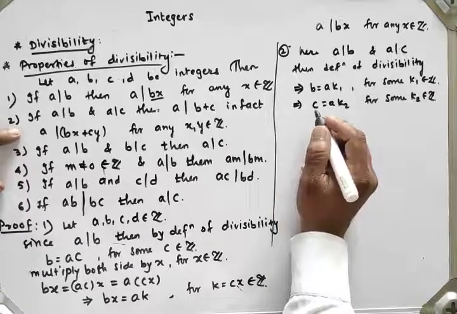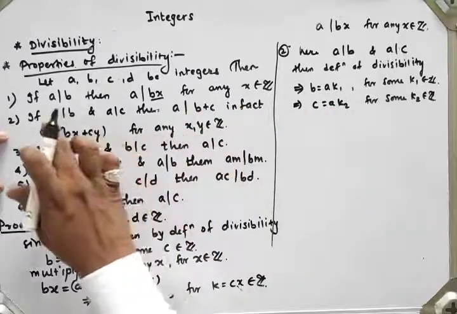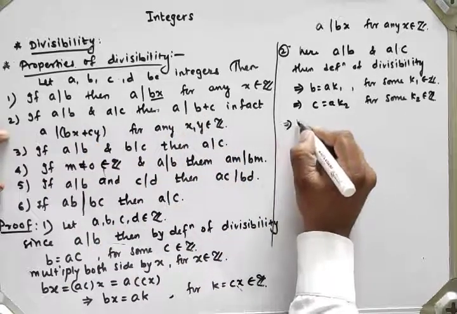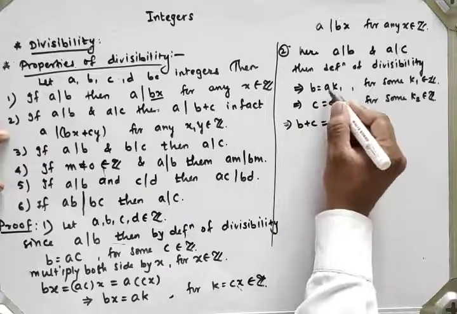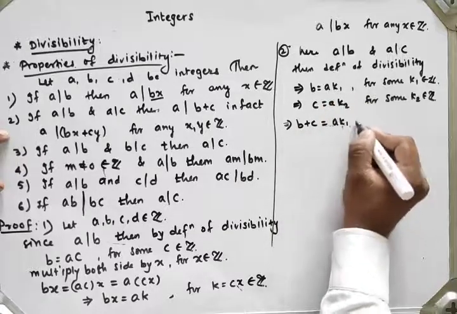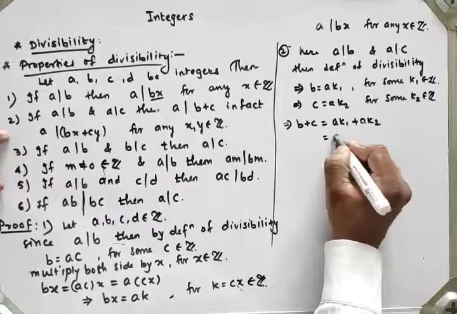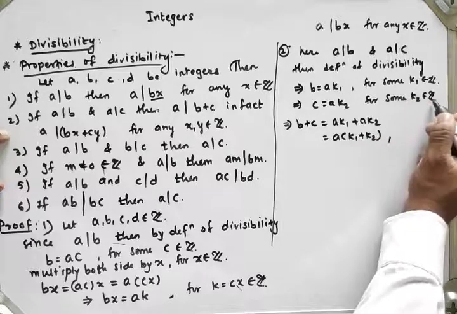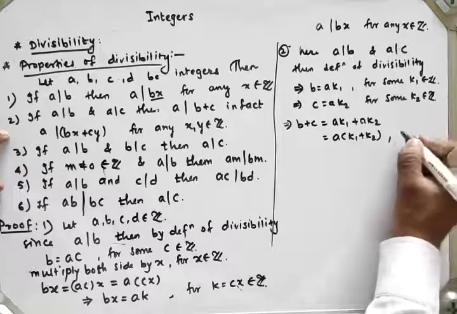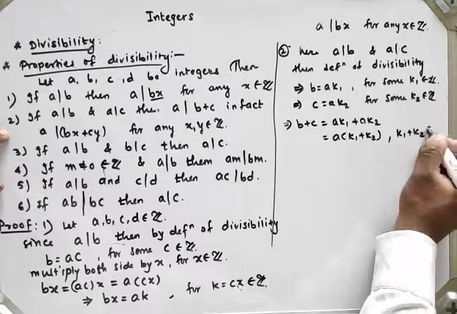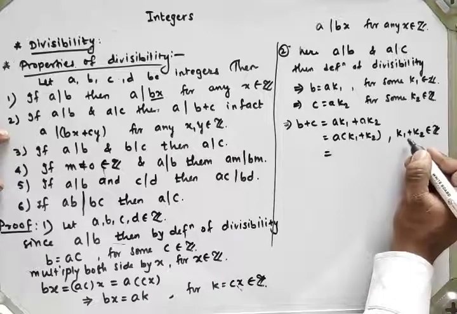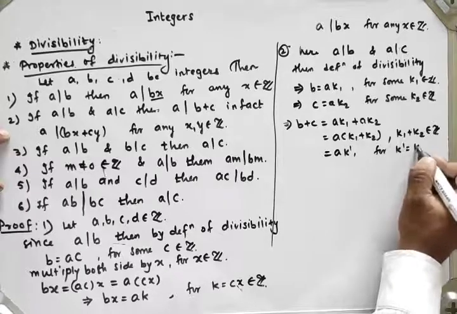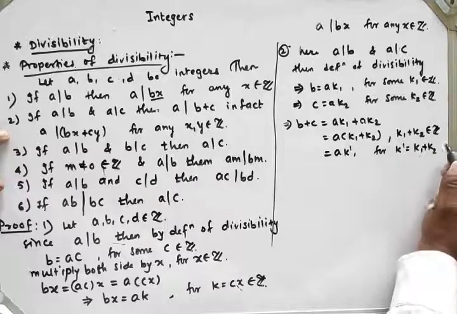Now what we have to show: a divides b and a divides c, then show that a divides b plus c. So I will write b plus c is equal to, here what is the value of b? b is a into k1 plus a into k2. Take a as common, so I will write k1 plus k2. Here k1 belongs to set of integers, k2 belongs to set of integers, then their addition again belongs to set of integers. So k1 plus k2 again belongs to set of integers. I will write k1 plus k2 as k dash. So a into k dash, for k dash equal to k1 plus k2 belongs to set of integers.